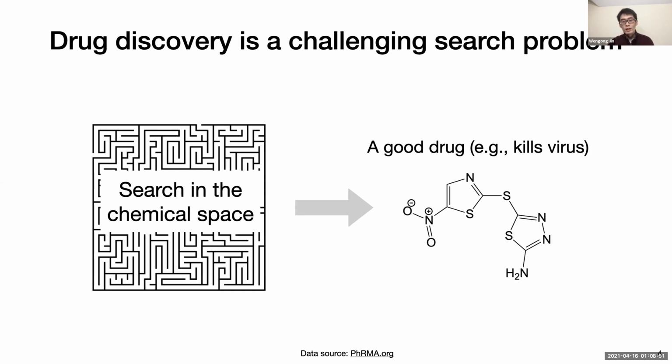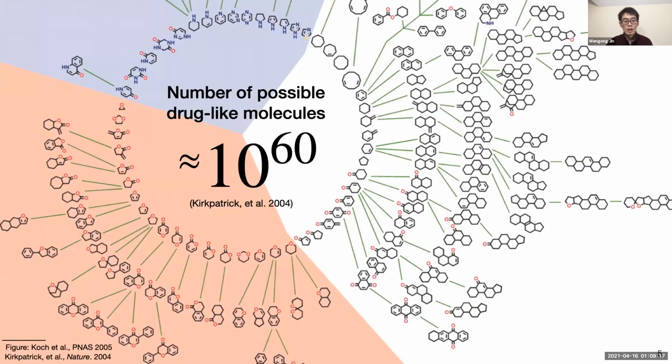In computational terms, drug discovery is a search problem. You can think of the chemical space as some sort of maze, and you want to find a good drug that can kill the virus or the pathogen. This is the central goal of drug discovery. But it turned out that this computational task is very, very challenging.